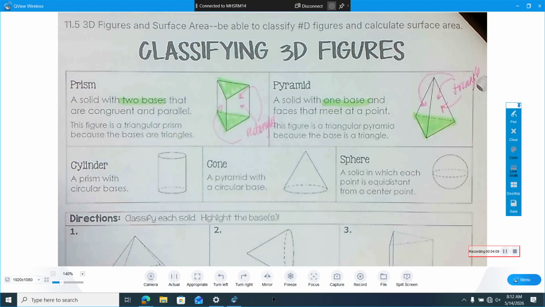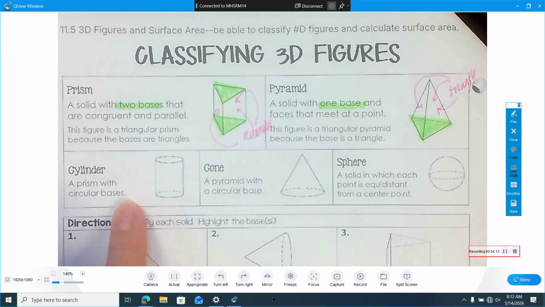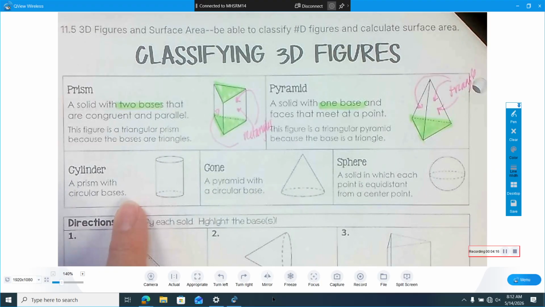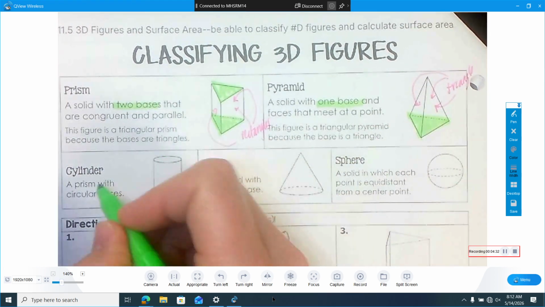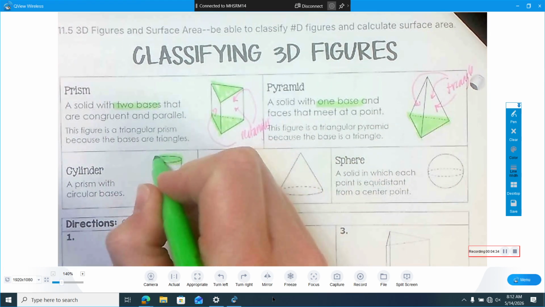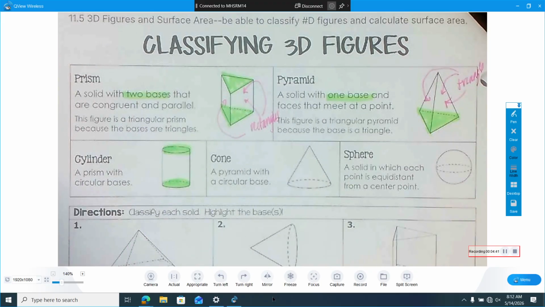And then cylinders, easy to recognize. It is sort of classified as a prism, though I don't know that I really would. A prism should be made of all flat surfaces, like they should all be straight flat surfaces, versus a cylinder, which of course has some very round portions here. But what it does have in common is that it does have two bases. And so that makes it prism-like, I would say.